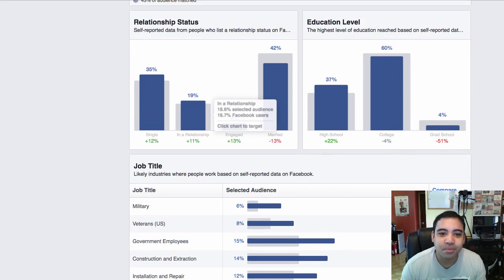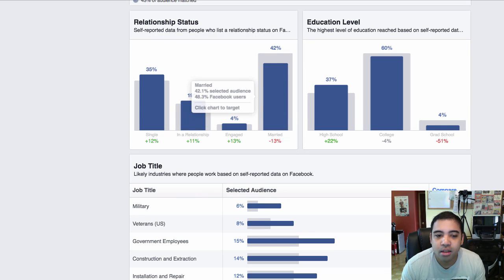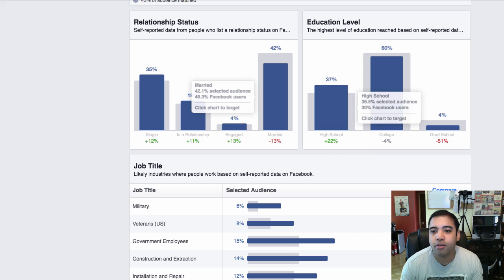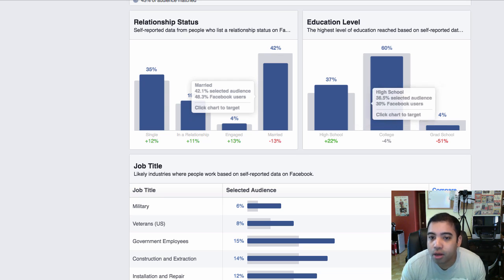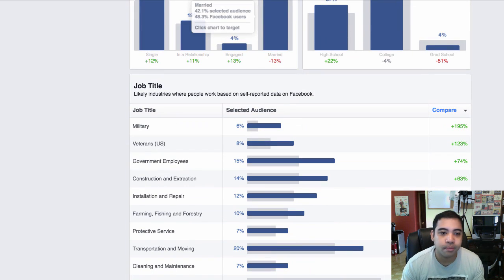You can also find the relationship status. A majority of them are married, and a lot of them are single as well, and this is based on their Facebook relationship status. Then their education level: you see a lot of them are in college. A lot of people go into the military and the military pays for school. Another majority are in high school, probably those who just recently graduated and joined the military.